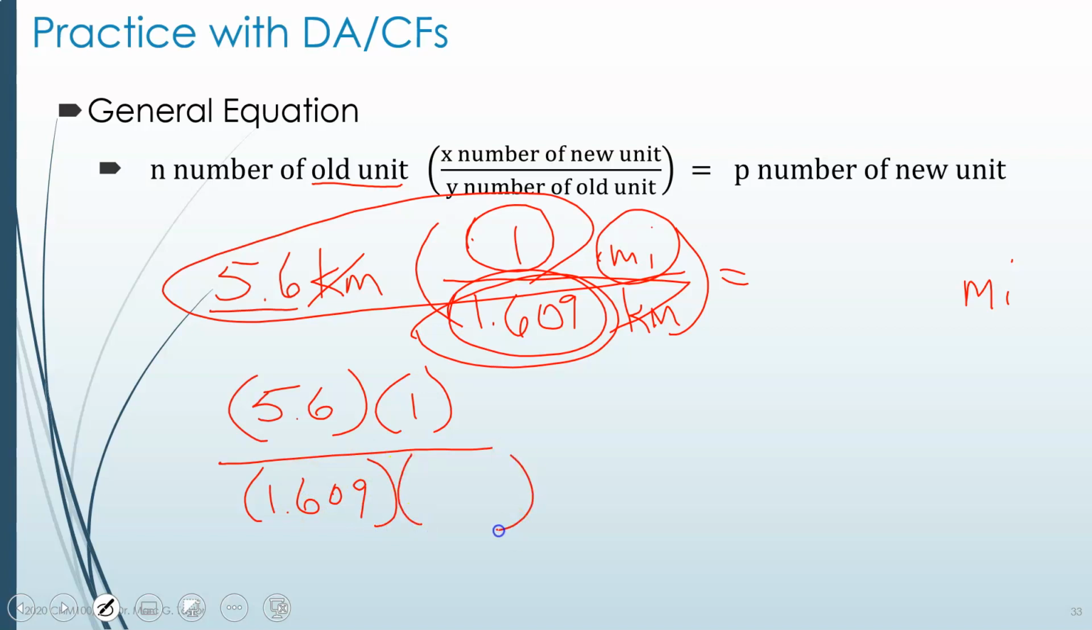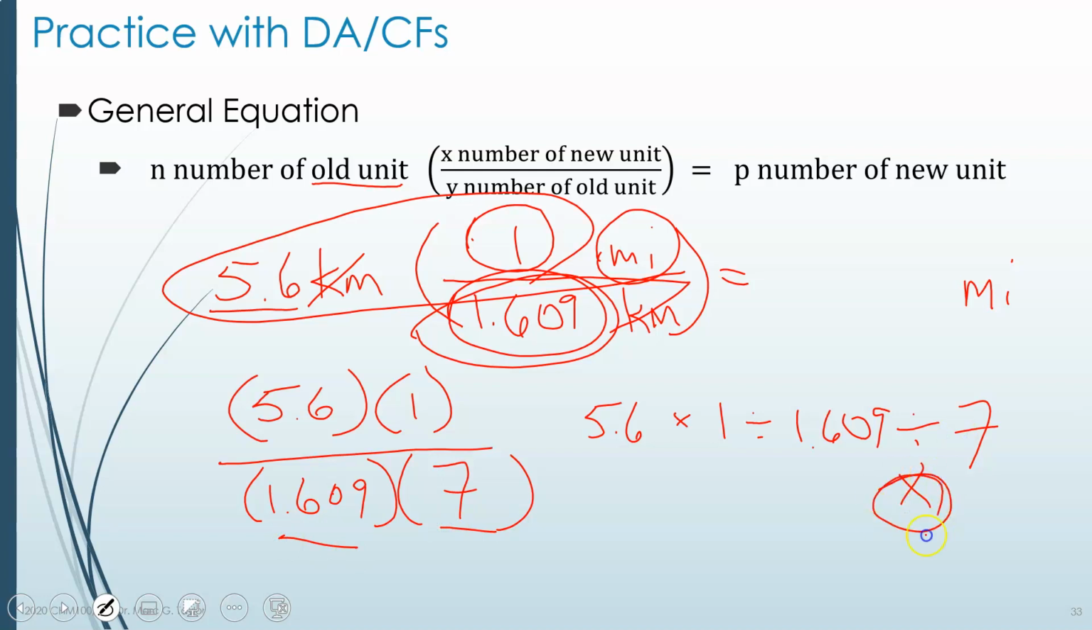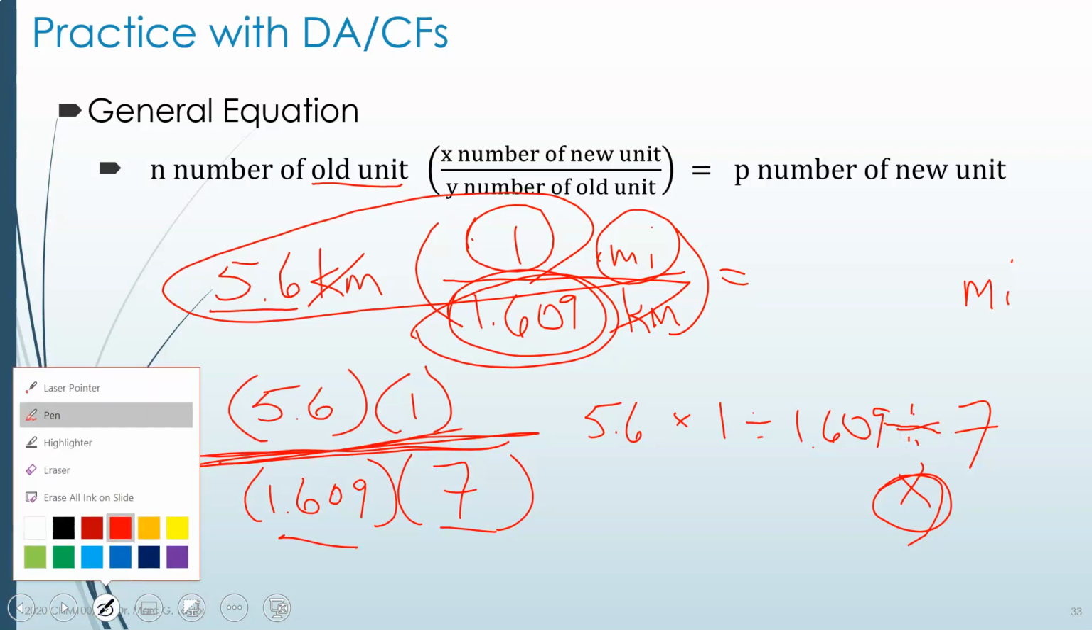And what if you also had to divide by 7, for instance? Well, when you're typing this in a calculator, you will multiply the 5.6 times the 1, then divide by the 1.609, and then also divide by the 7, because both of these numbers are being divided. Do not write times here, or you will get the wrong answer. Your calculator doesn't see this line. It has no idea that the 7 is below the line unless you tell it, divide that one too. So make sure you use your calculator properly when you're doing this.